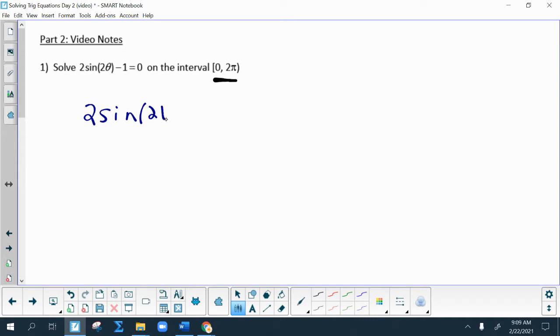Okay, so when we go to solve these, the first thing you want to do is get the trig function by itself. So I'm going to start by adding 1, and then I'm going to divide by 2.